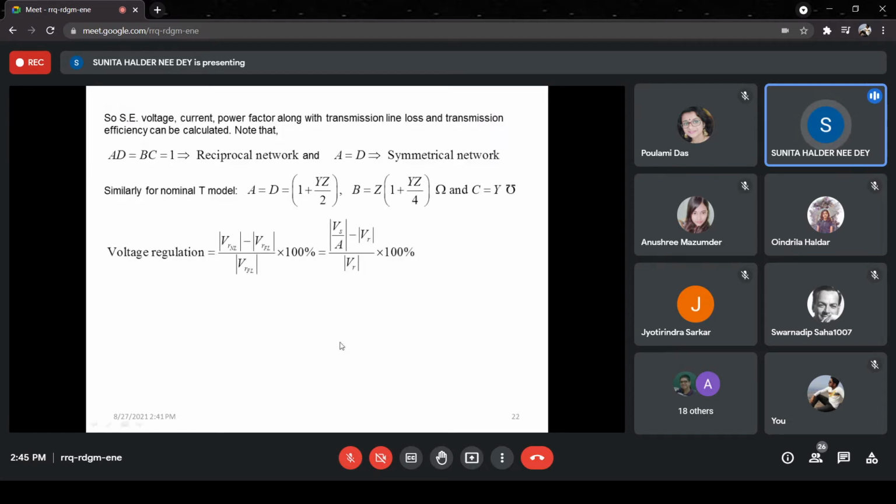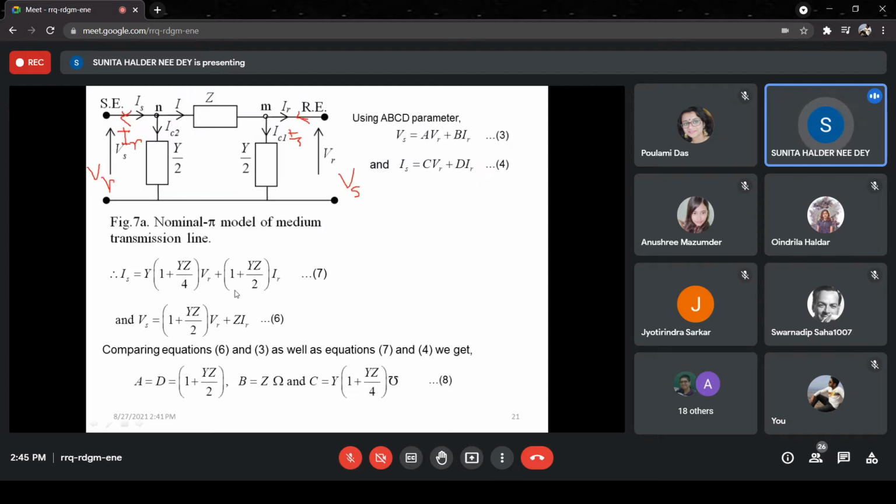Then voltage regulation. Here we cannot calculate the no-load voltage regulation directly. So voltage regulation we can calculate from A. VR no load will be the magnitude of (Vs by A minus VR) by VR, and we can always use the phase quantity or line quantity for calculation. And you must note that A, B, C and D are all complex quantities. So we have to take this complex quantity as a whole.